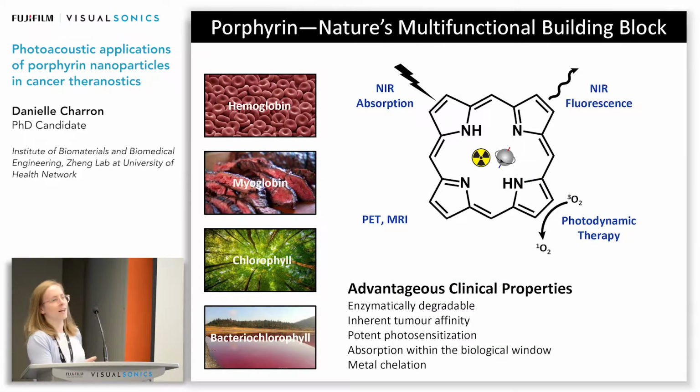So this is porphyrin. We all know what porphyrins are. They're heme and hemoglobin and steak, chlorophyll in plants, bacteria chlorophyll, and photosynthetic bacteria. So they've been used for a long time now in the clinic as photosensitizers. They absorb near-infrared light and are very potent photosensitizers. They also have near-infrared fluorescence. And because of their endogenous nature, they're enzymatically degradable. They do have some sort of inherent tumor affinity as well. And because of their biological functions in transporting oxygen and light harvesting, they can chelate metals. So we can do things like PET and MRI.